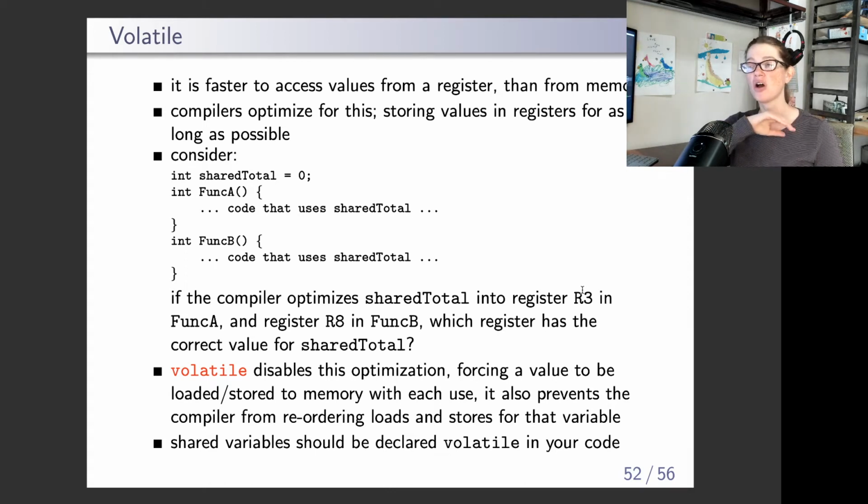But first, I want to talk about some of the compiler's optimizations that cause problems, and in particular, volatile. This is actually an optimization in a compiler that I know pretty well because I've implemented it.